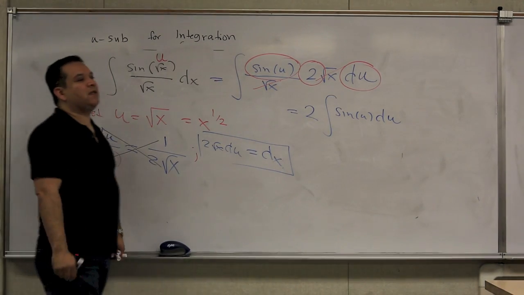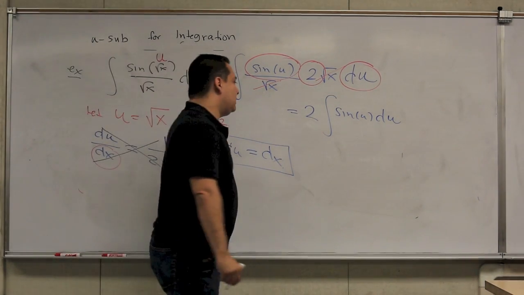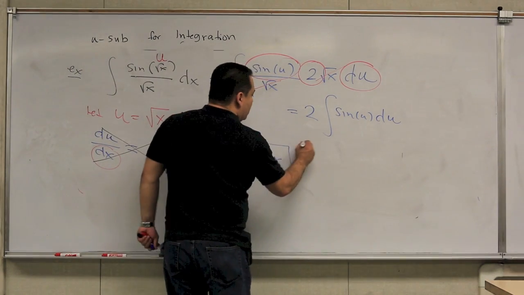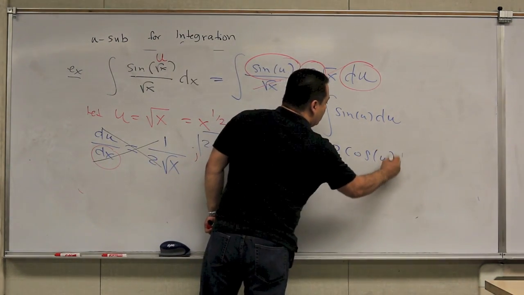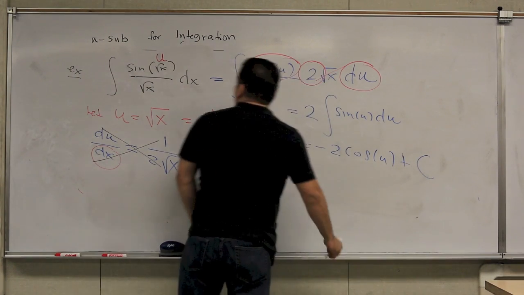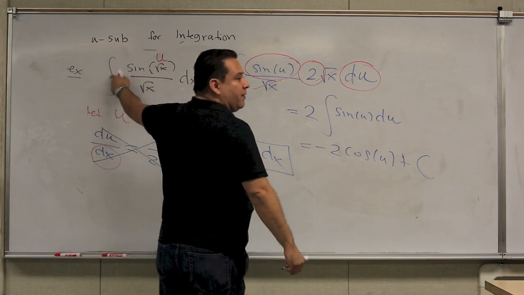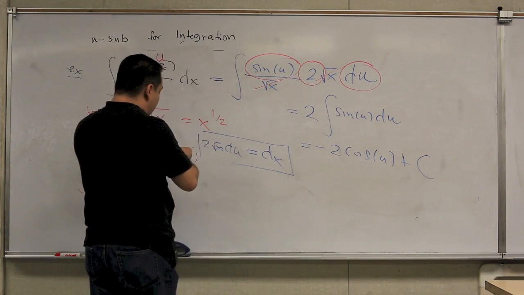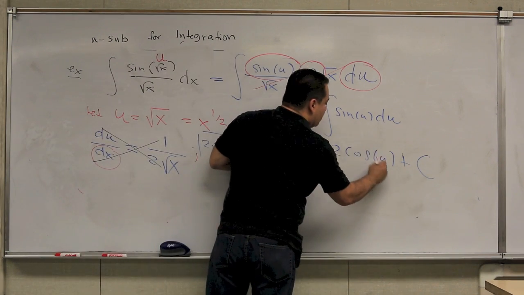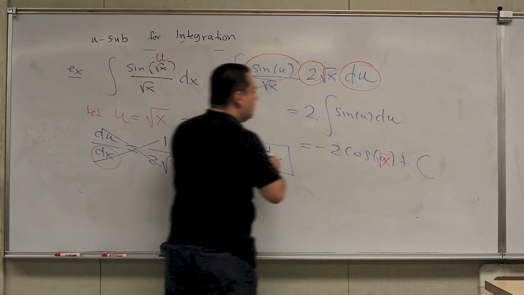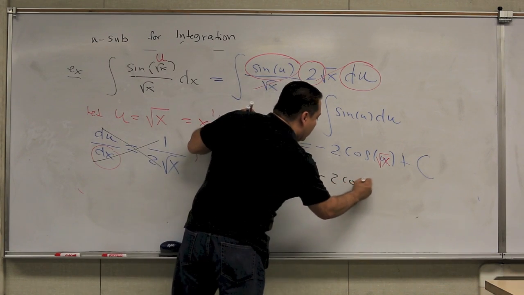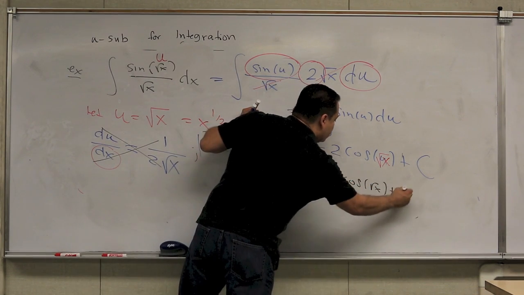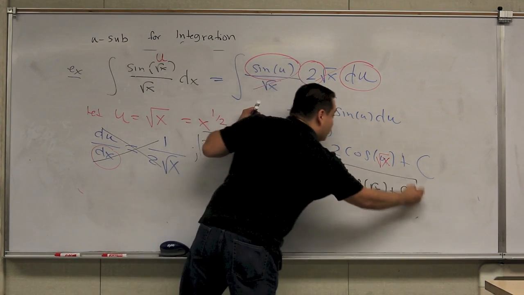What is the integral of sine? Is that negative cosine? So this is negative 2 cosine u plus c. But we're not integrating with respect to u. We're integrating with respect to x. What is u again? Square root of what? X. So that final answer is going to be negative 2 cosine square root of x plus what? Plus your c.